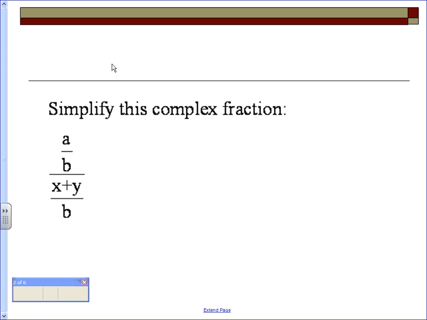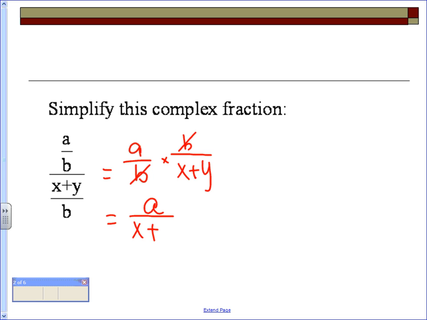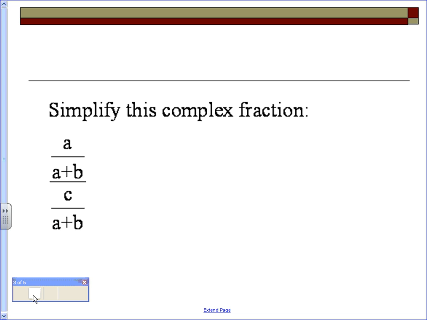You're going to say the numerator times the reciprocal of the denominator. What is the reciprocal of this? Do you notice anything before I multiply across? The B's cancel. So what am I left with? A over X plus Y. Y'all see how these work? Any questions on those? Okay.